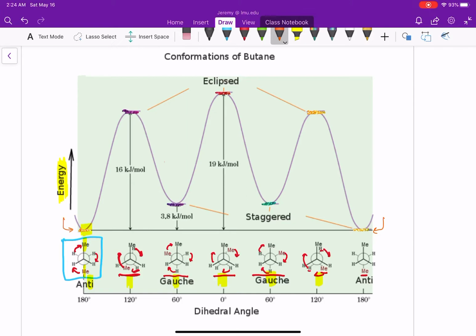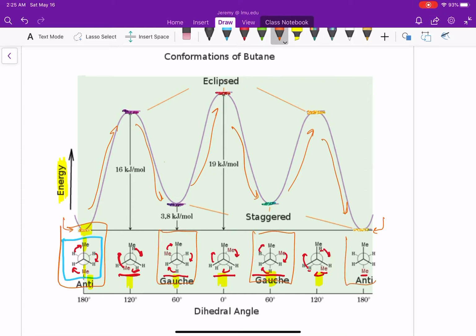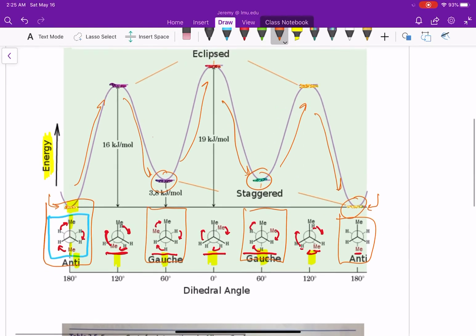If we look, as I increase anti up over here, that's high in energy, back low in energy, high in energy, low in energy, high in energy, low in energy. So we see that every other structure is lower in energy. Now they're not equal in energy, but they're lower in energy. These are our staggered forms.